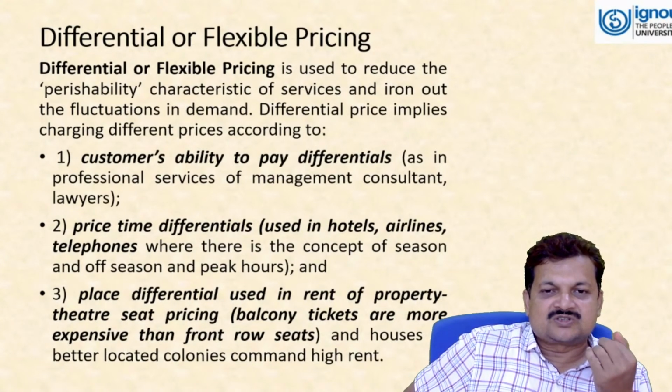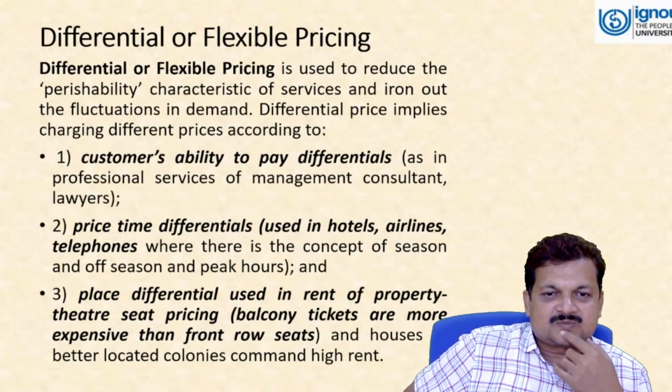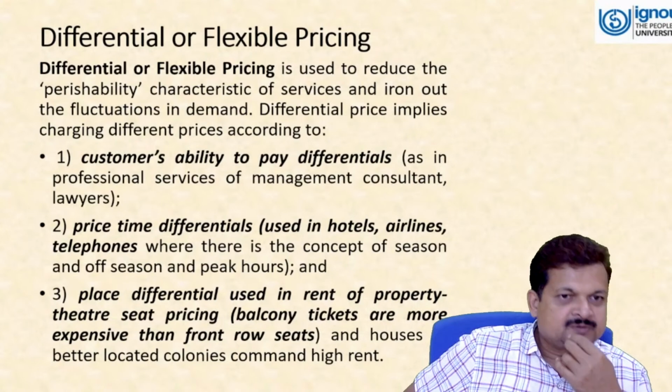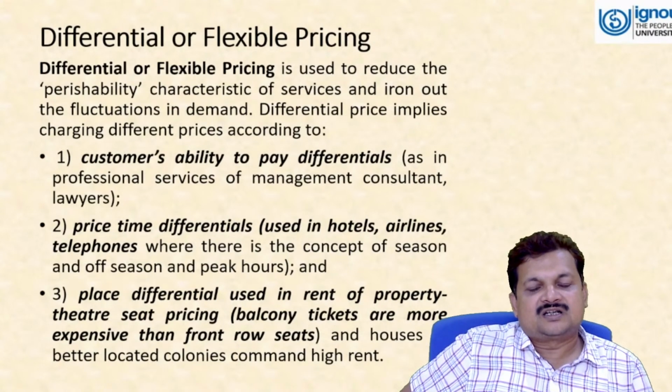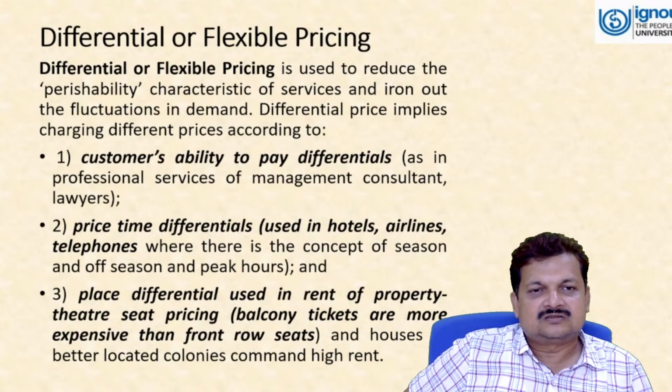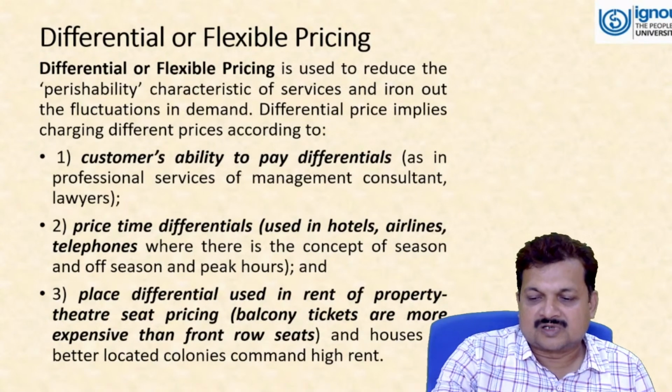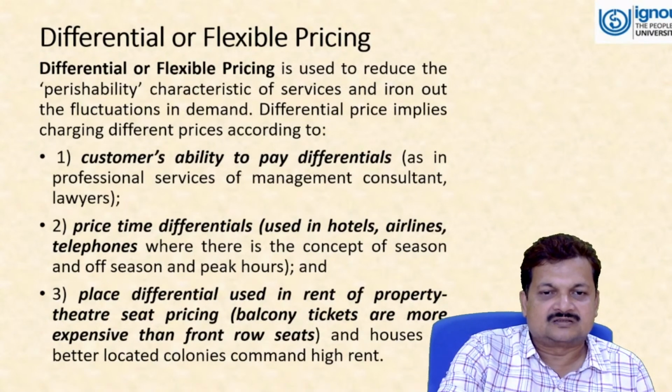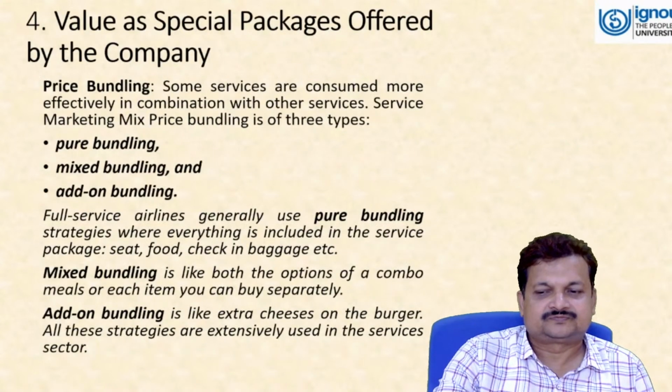Place differential is used in the rent of property and theatre seat pricing; balcony tickets are more expensive than front rows. So here the differential is maintained on the basis of the tickets you have booked in the movie hall. Front-row tickets are definitely lower than the last rows, that means the backside seats.